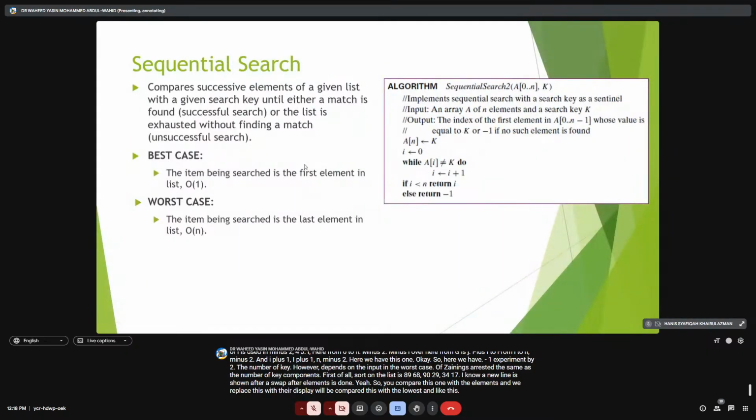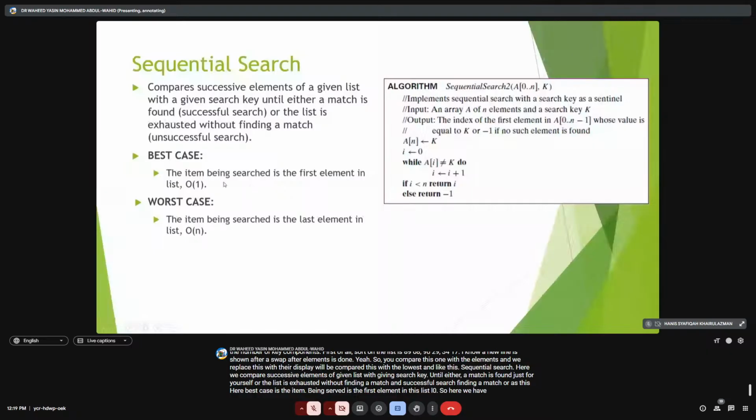Okay. Sequential search. Here we compare successive elements of a given list with the given search key until either a match is found, successful search, or the list is exhausted without finding a match, unsuccessful search. Here, the best case is the item being searched is the first element in the list, O(1).